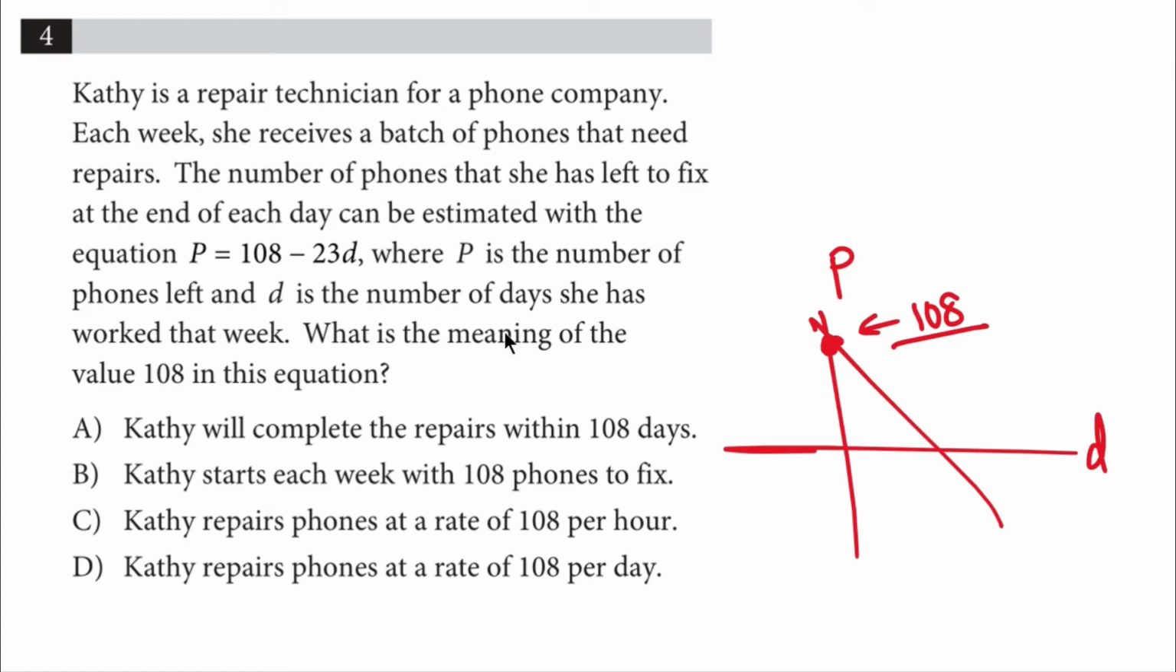So let's read the answers now. A. Katie will complete the repairs within 108 days. Well, that makes no sense. B. Katie starts each week with 108 phones to fix. Well, this is exactly what we're talking about. B is the correct answer. Now let's move on to the next question.